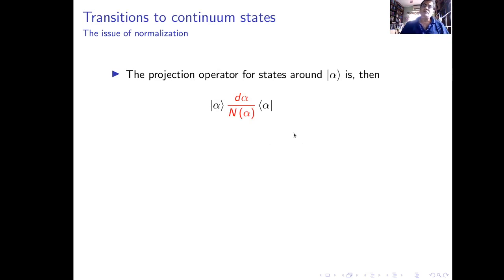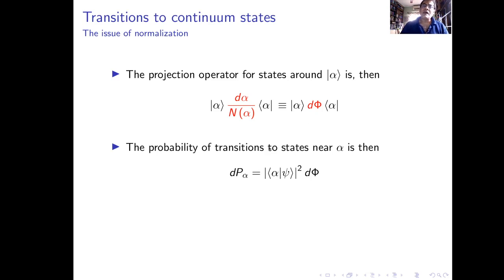So what is the projection operator for a state around a particular ket alpha? The answer is simply this. If you take states which are very close to ket alpha within the parameter d alpha range, the projector is going to be ket alpha bra alpha times d alpha by n alpha. So this is an infinitesimal projector, of course, because it projects into an infinitesimal range of alpha values. And we can write this d alpha by n alpha as a measure d phi. Of course, we could have done that in the last integral as well.